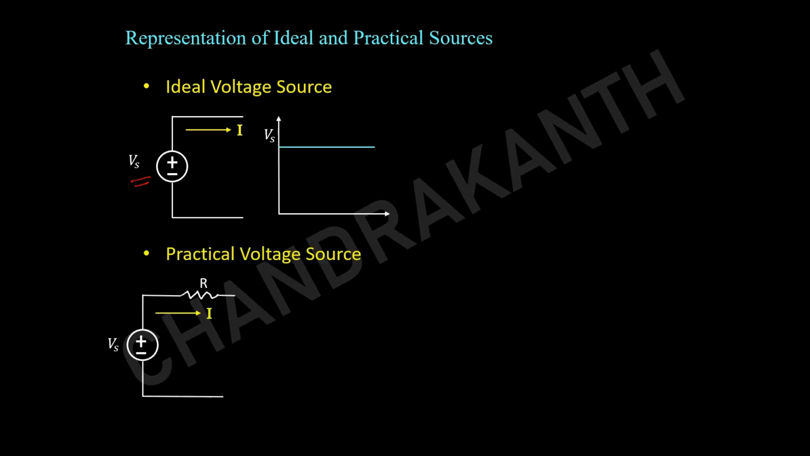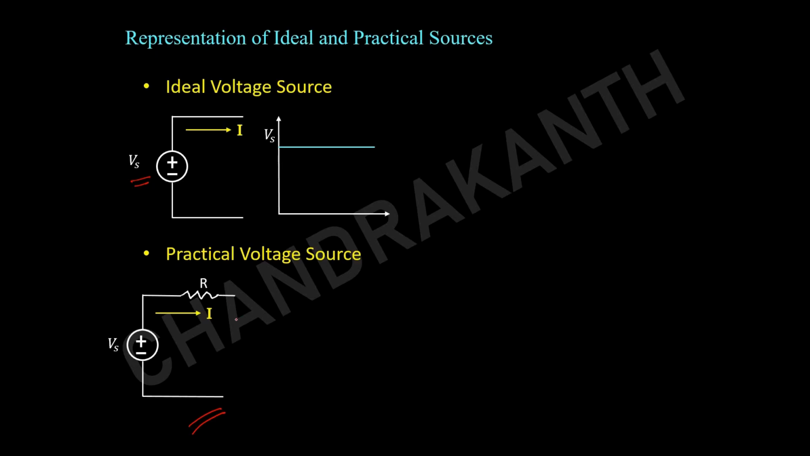The practical voltage source representation is an independent source which is connected in series with a resistive element. This is the standard representation for the practical voltage source. If you see this kind of symbolic representation, it means that it is a practical voltage source. The property of the resistive element is to oppose the current flow. Since this resistor keeps opposing the current flow, there will be some voltage drop across the resistive element.